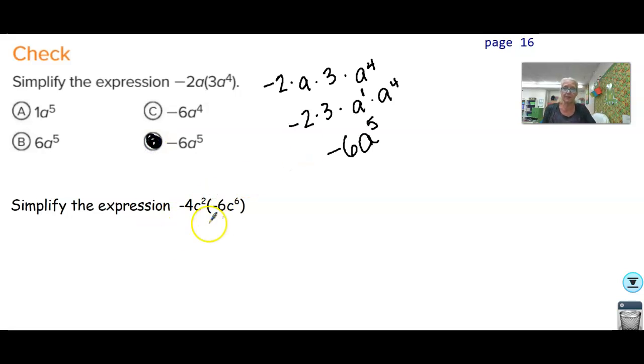And one last example that I made up, and I just threw it in here. I'm going to rearrange this one, -4 times -6 times c to the 2nd times c to the 6th. Well, -4 times -6 is +24, and c to the 2nd times c to the 6th is c to the 8th. And that's my last example in this section.